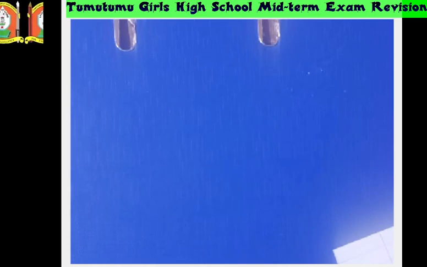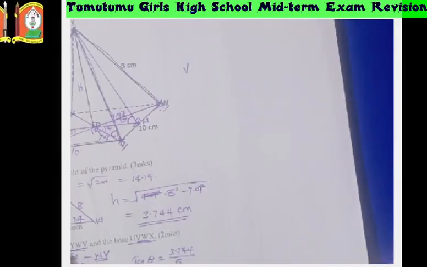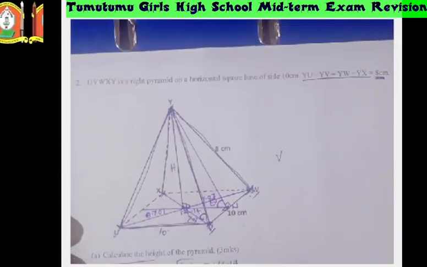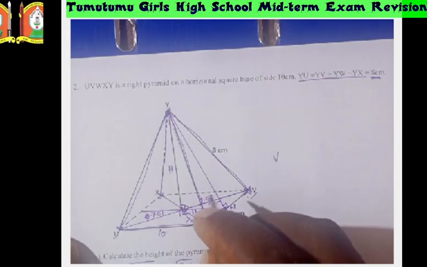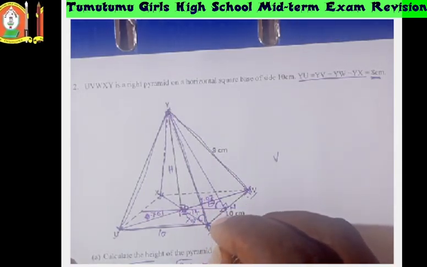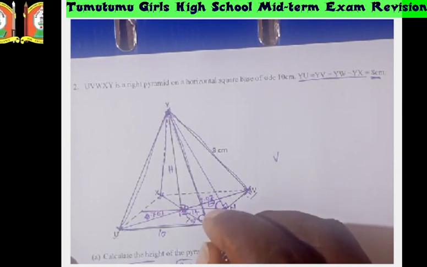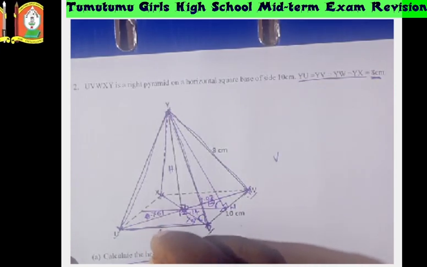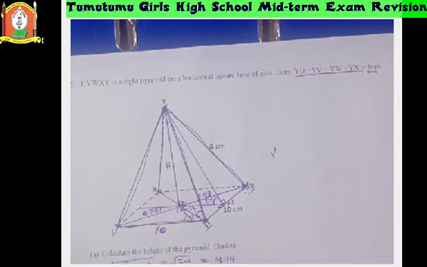Question 2. Question 2 is a question on three-dimensional geometry. UVWXY is a right pyramid on a horizontal square base of side 10 centimeters. So the base is 10 centimeters. Calculate the height of the pyramid.